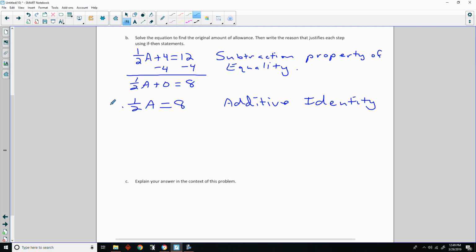Okay, and then I'm going to multiply both sides by 2, and 2 times 1/2 is 1A. 1A. I don't want to write my 1 like that. 1 times A equals 16. So this is the multiplicative identity. I'm sorry, multiplication property of equality.